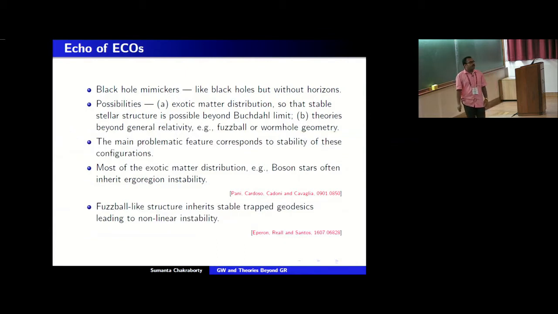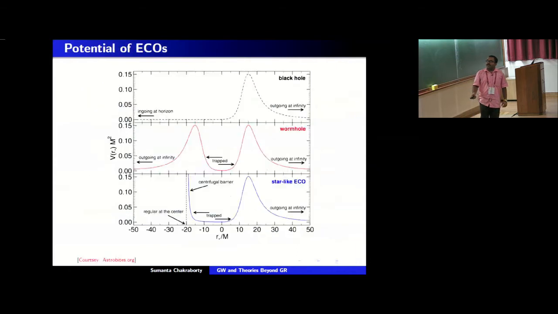Secondly, he talked about fuzzball-like structures. There was some work by Harvey Reall and his collaborators which showed that fuzzball-like structures can have stable trapped geodesics, and as a consequence, the quasi-normal modes associated with them will decay very slowly, which will lead to some nonlinear instability in these theories. So except for wormhole-like geometries, which can have some stability issues, all the other possibilities, to date, seem to have incurred these instability issues. I think one needs to talk about this instability before discussing the GW observation possibility. He also discussed this, so I will not go into it.